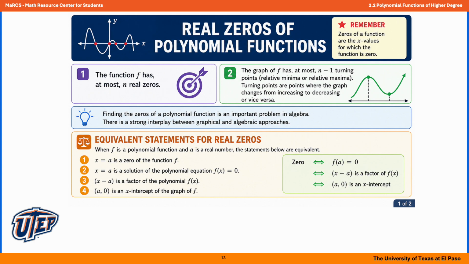So we have f a polynomial and a real number. For the first statement, x is equal to a is a zero of the function f. For number 2, we have x is equal to a is a solution of the polynomial equation f of x is equal to 0, or f of a is equal to 0. For number 3, we have x minus a is a factor of the polynomial f of x. For number 4, we have the point a comma 0 is an x-intercept of the graph of f.